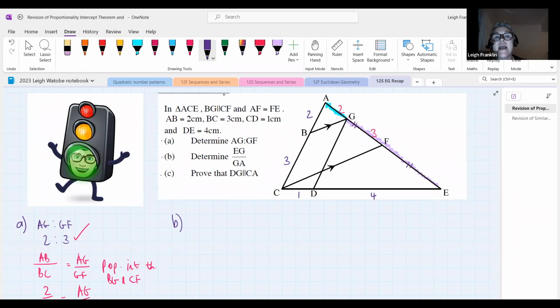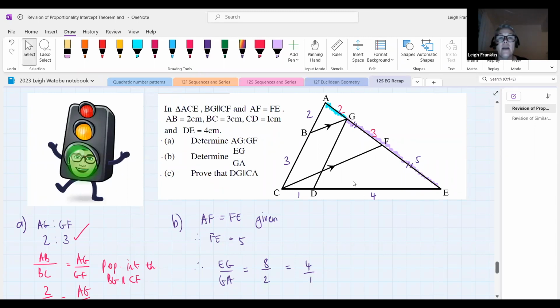Remember, they gave us AF equals FE. That was given to us. So therefore, FE would also be equal to 5 in this case, just like AF would be. So therefore, EG over GA is going to be equal to 5 plus 3 is 8 over 2, and that's where you got 4 or 4/1 from. Okay.